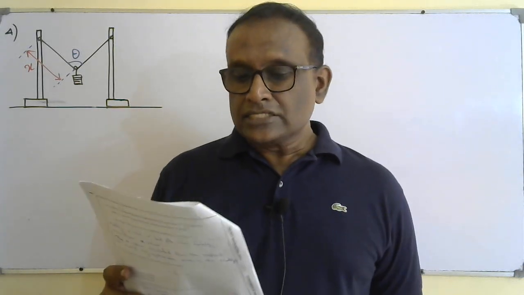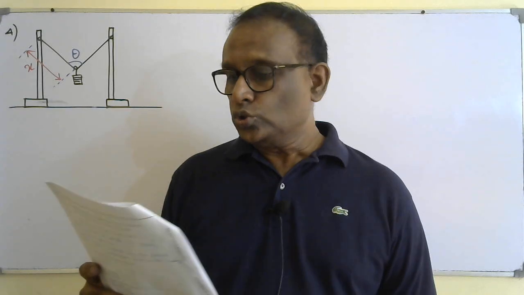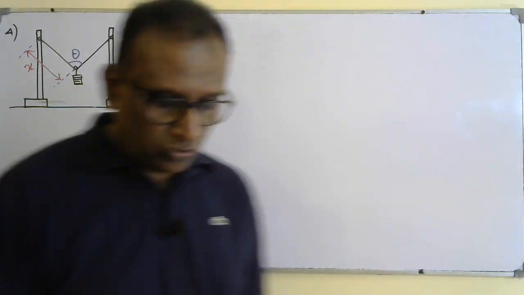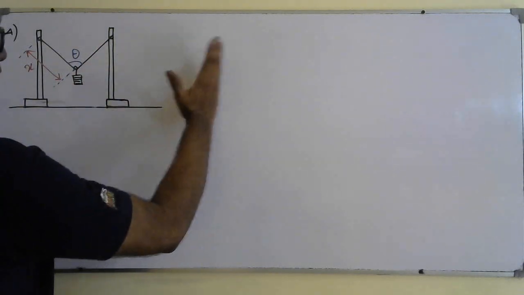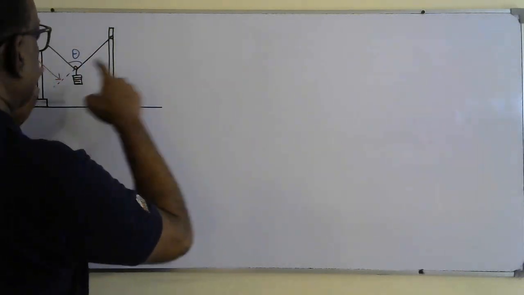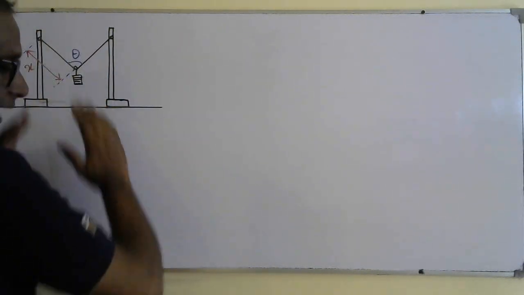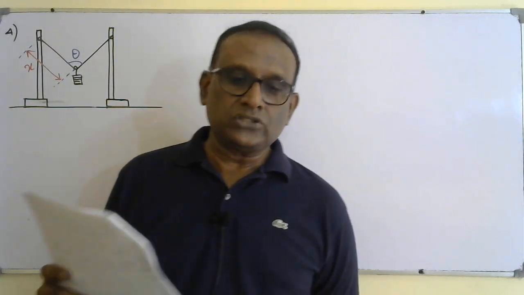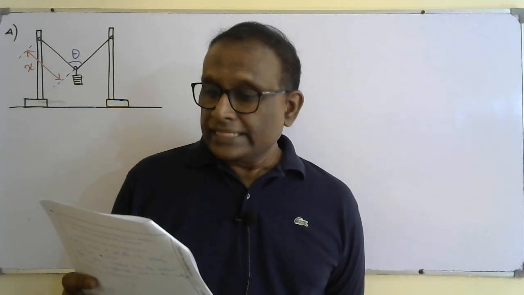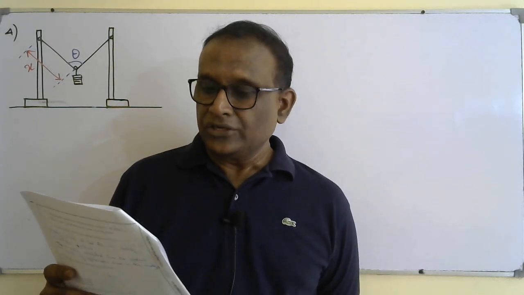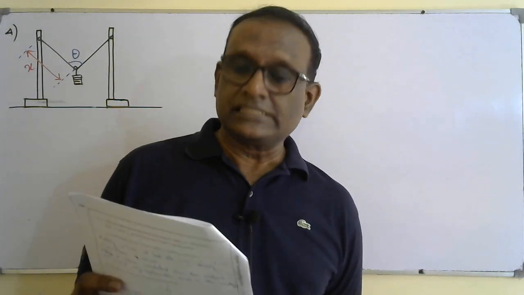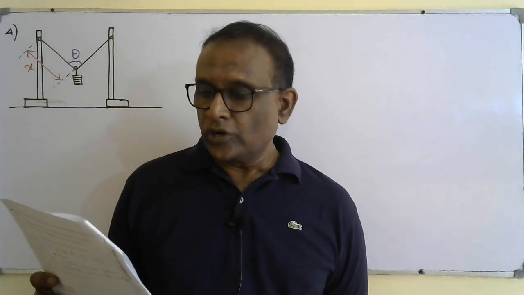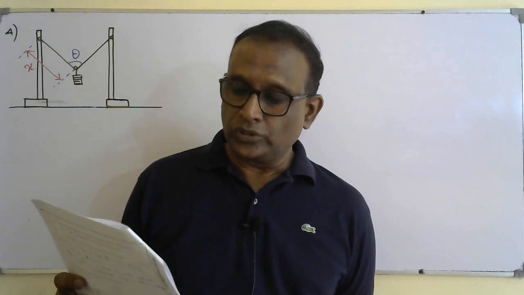B part, the student varied the distance between the two stands to vary the angle theta. If you move this stand further apart, the string will become like this and the angle theta will increase. We bring it closer, angle theta will decrease. She measured theta using a protractor. For each value of theta, she measured the corresponding value of x with a meter rule.